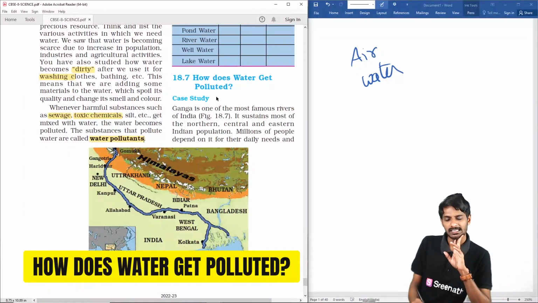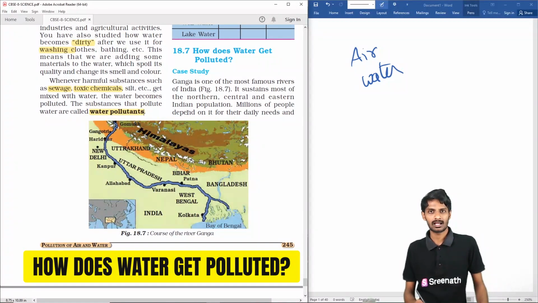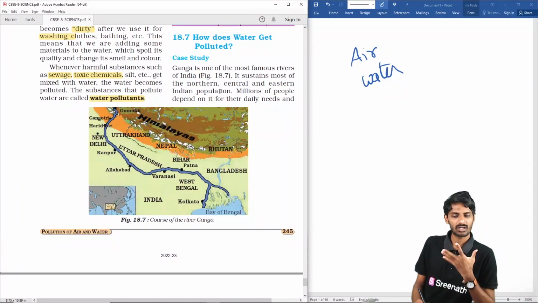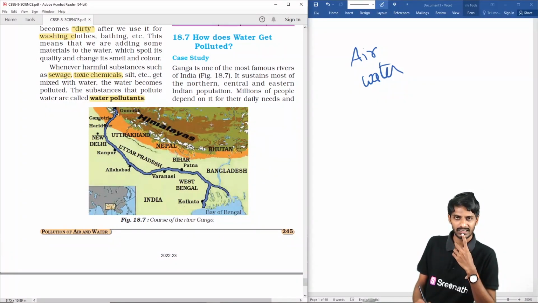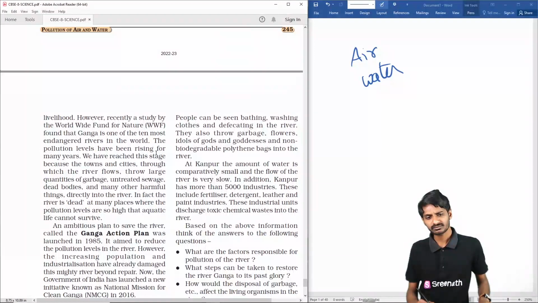There is a case study regarding water pollution, students. That is the river Ganga. Ganga is one of the famous rivers of India. It is very helpful for the northern, central, and eastern Indian population. Millions of people depend on the river Ganga, students, for their daily needs.